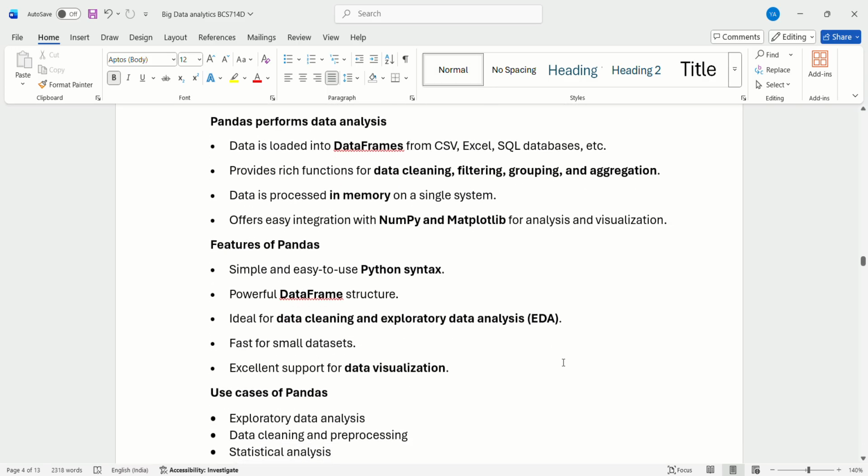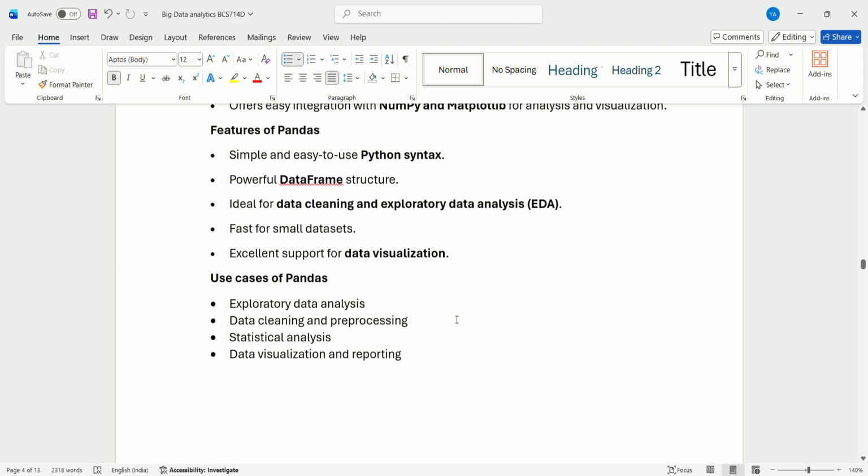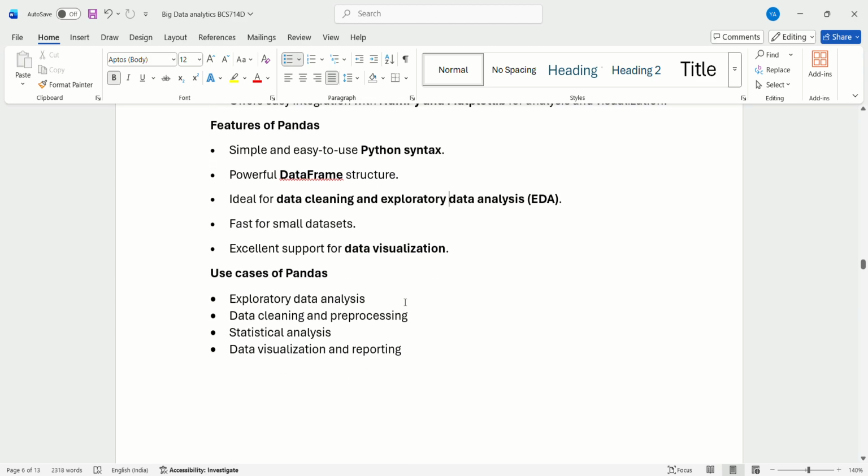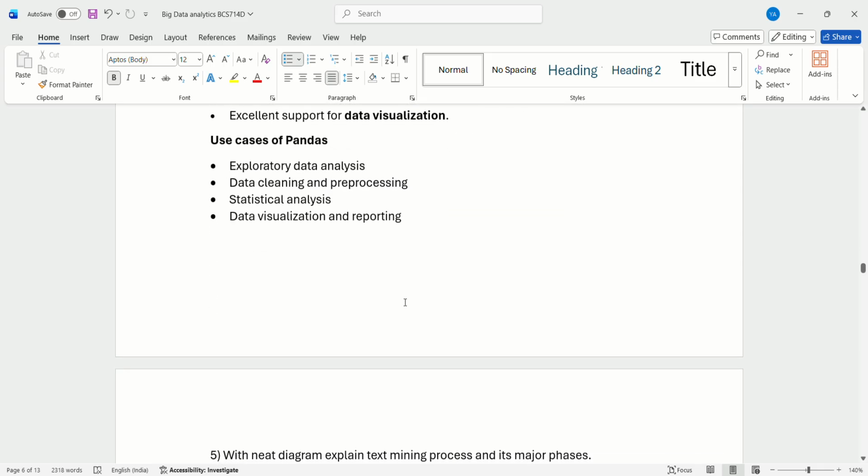Features of pandas: it is very simple and easy to use, with Python syntax and powerful DataFrame structures. It is ideal for data cleaning and exploratory data analysis, fast for small datasets, and has excellent support for data visualization. The use cases of pandas are data cleaning, statistical analysis, data visualization, and exploratory data analysis. So these are the use cases of pandas.